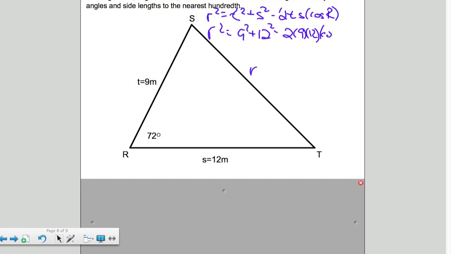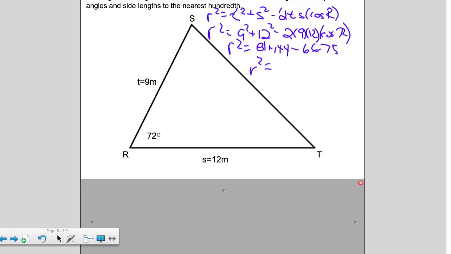That's the cos of r, which is 72. So r squared is 81 plus 144. And what's the mess on the right there? 2 times 9 times 12 times cos of 72? It's 66.75. Ballpark. Close enough.